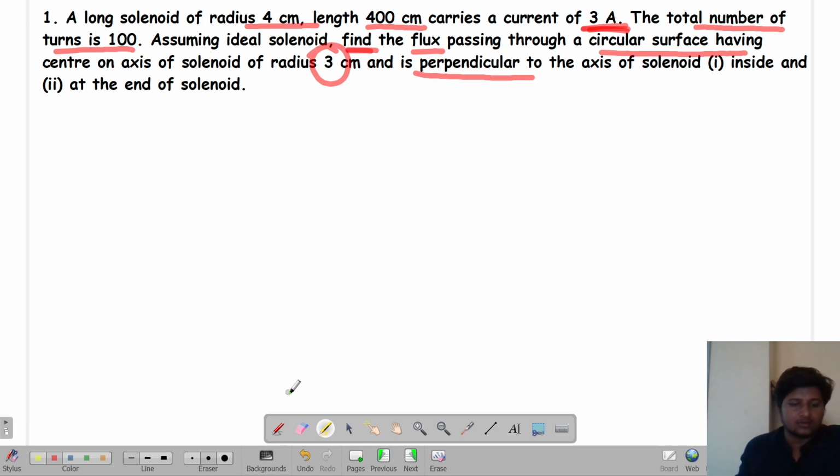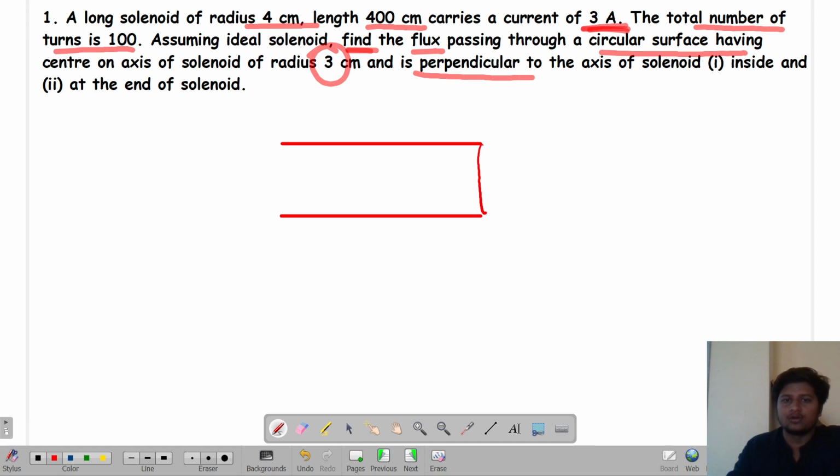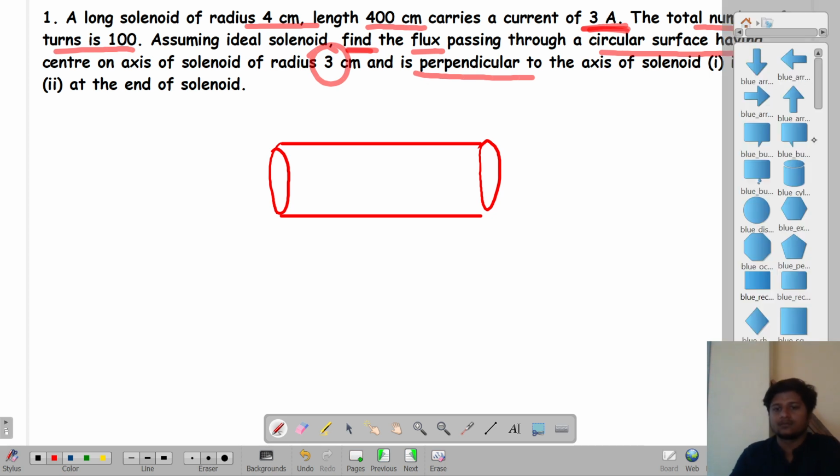Okay, so what it is actually saying, let's suppose if you have a solenoid like this way. Chandro, look over here. Do it fast, 2 minutes. Without doing, I'll not say the answers now. Do it.